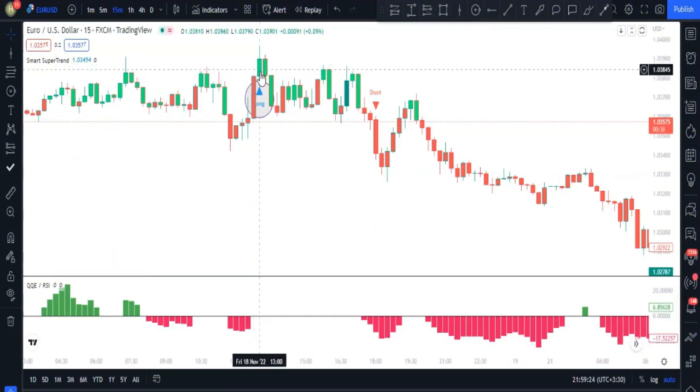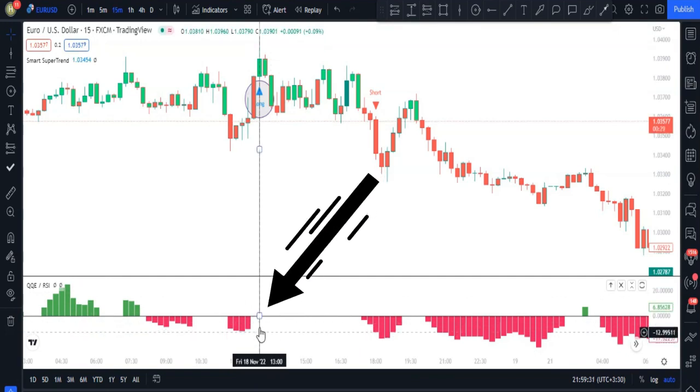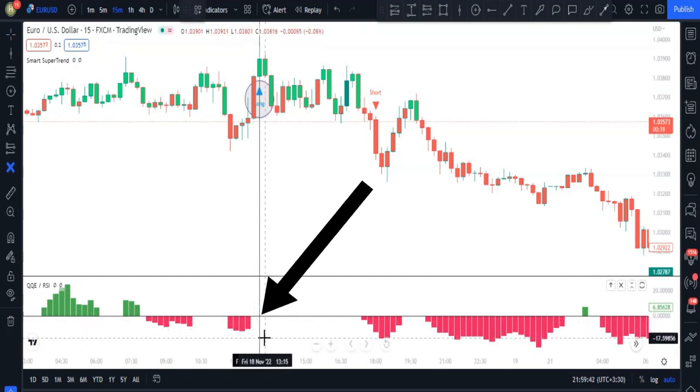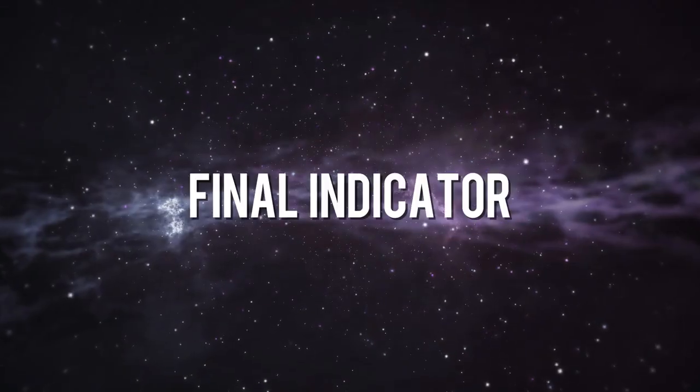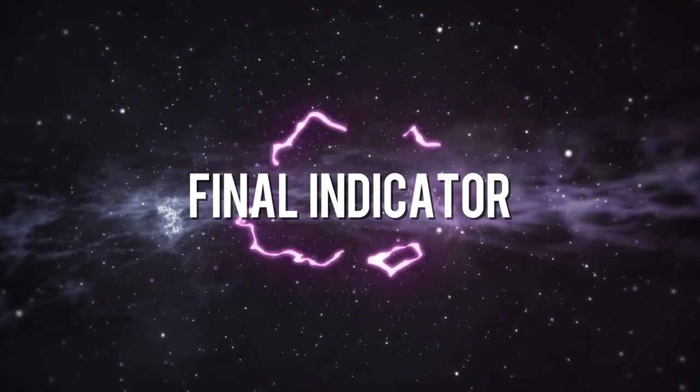Check out this long signal. There's a long signal here by the super trend indicator, but there's no histogram on the QQE. So this long signal would be invalid. But to make the strategy even better and more accurate, let's install our final indicator.